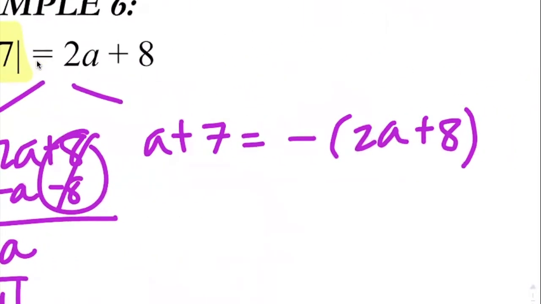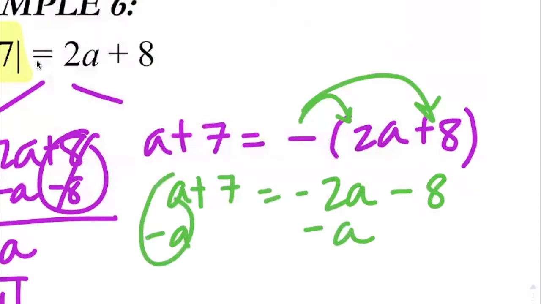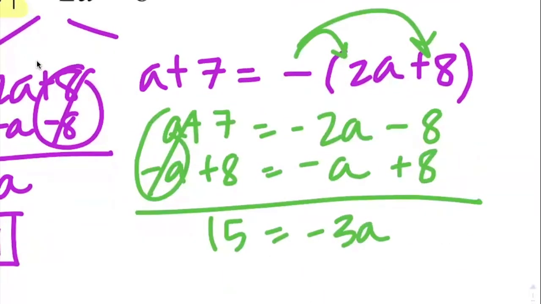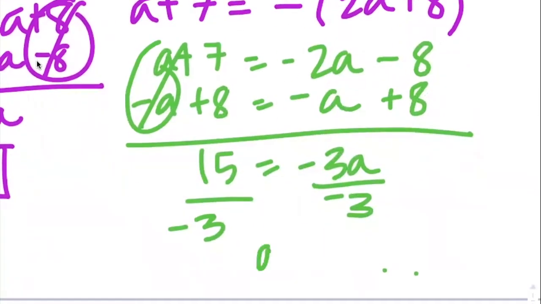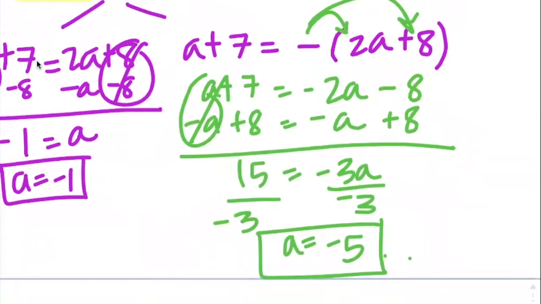And then on the right, we're going to distribute out this negative. So I get a plus 7 equals -2a minus 8. I'm going to solve it as I normally would. Subtract that a and zero it out, add 8, and we get 15 equals -3a. Then we divide by -3 on both sides, and we find out that a equals -5. So I've got my two solutions just like we have in the past.